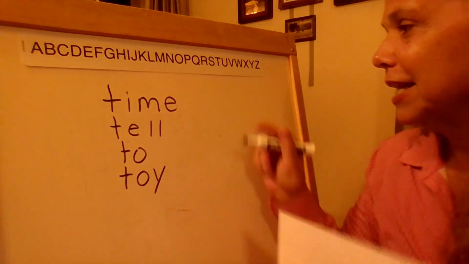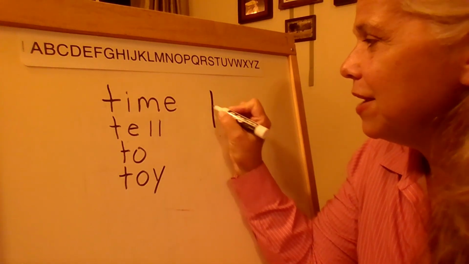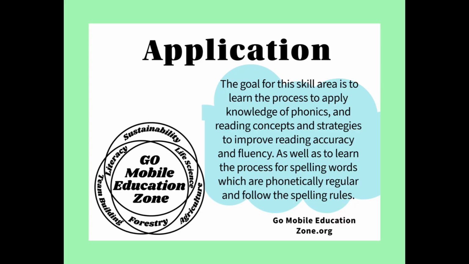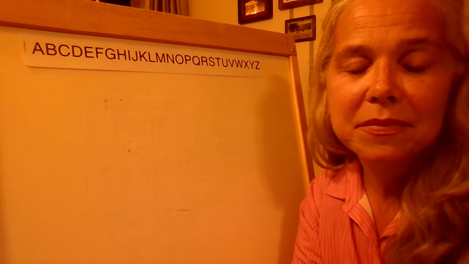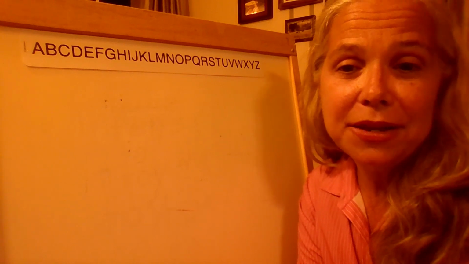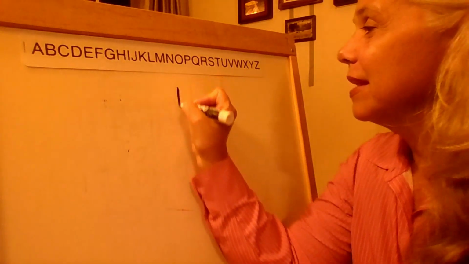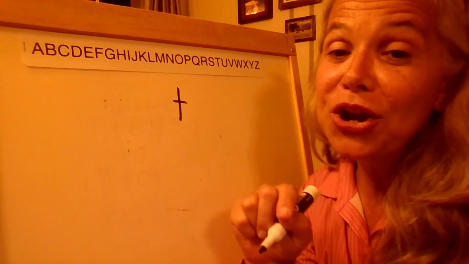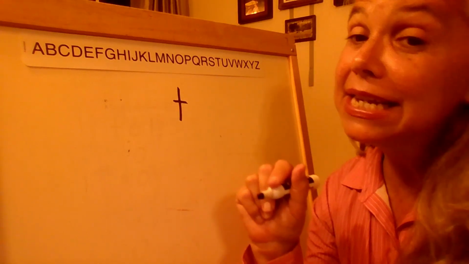Watch me as I write this letter. Pull straight down and then cross. Today we learned that T makes a T sound. Let me write that down. In our last lesson, we learned that I makes an I sound.